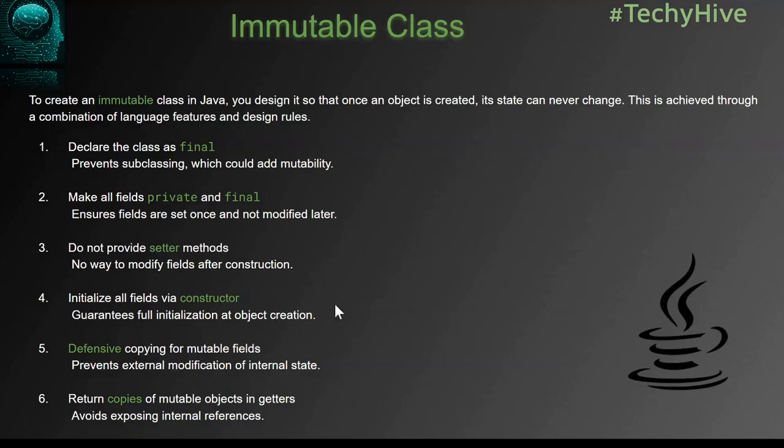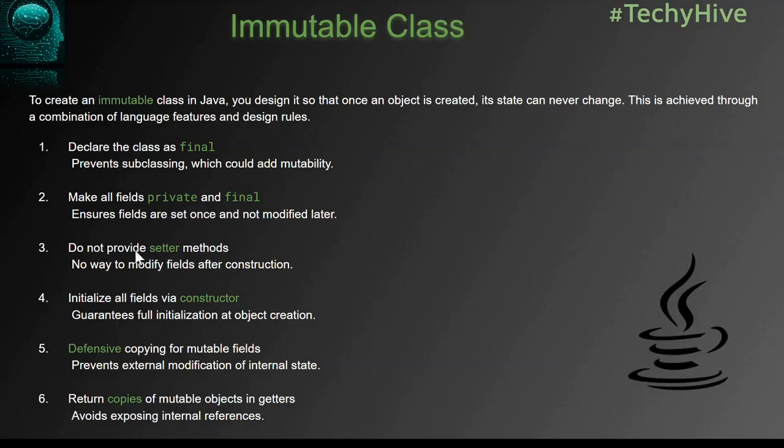So the first rule says declare the class as final, so that other classes cannot derive from this class. And this will maintain the immutability of the state of the class. Second rule says make all fields private and final. So this will restrict other classes or subclasses from accessing the fields directly, and also making fields final will ensure that the fields are initialized only once when the object is created and cannot be modified later.